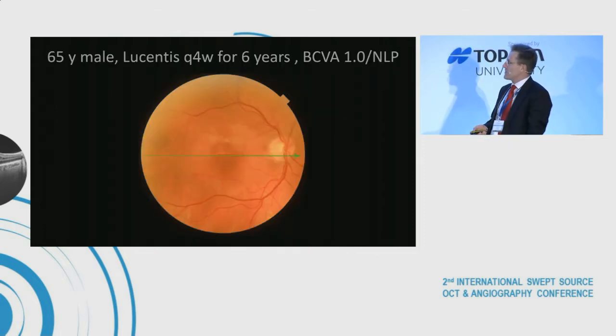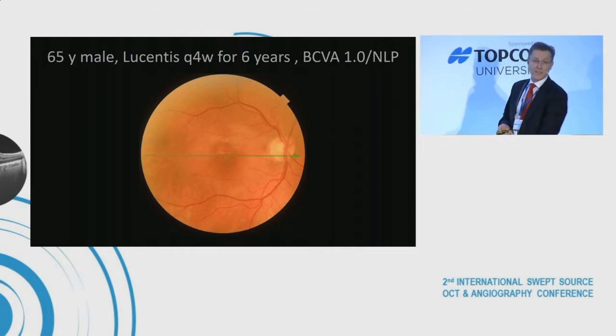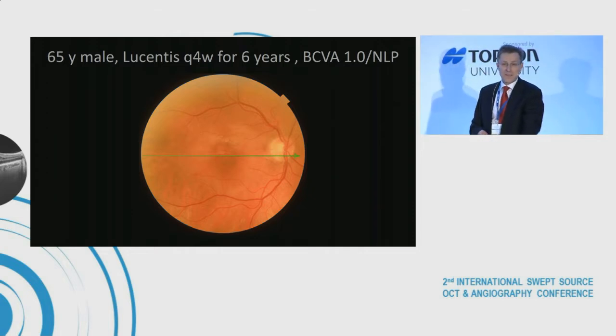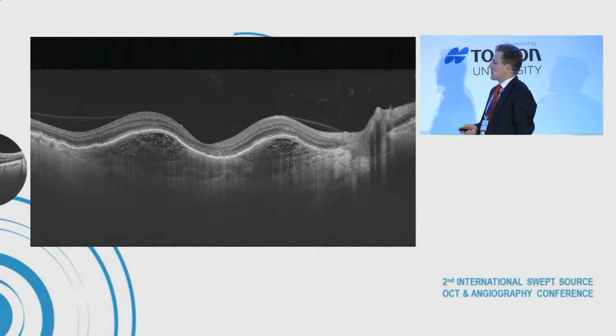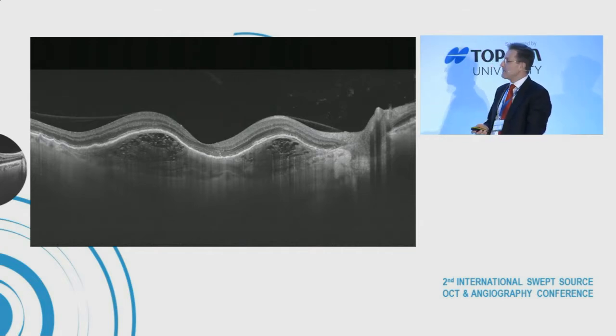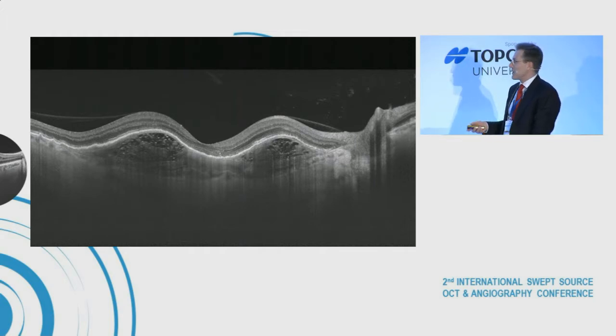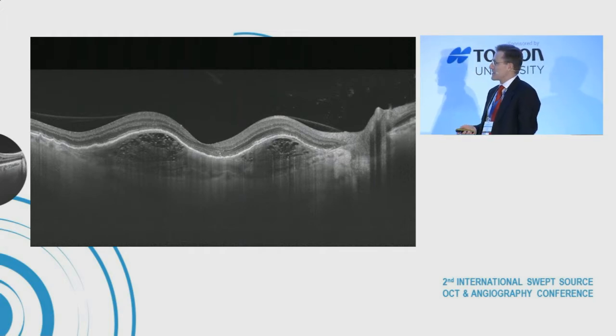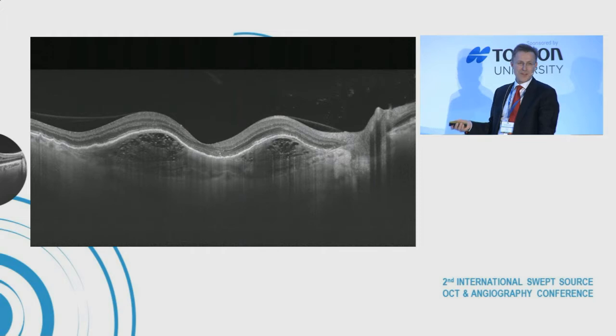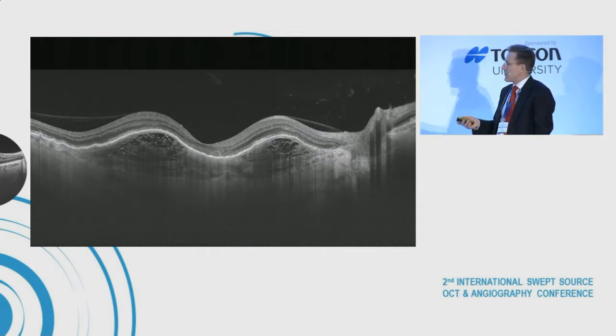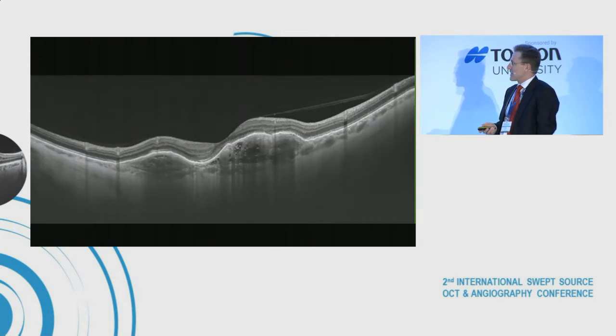And here's another patient I call the valley between the hills, a 65-year-old male. He's had Lucentis every 4 weeks for 6 years. His visual acuity is still wonderful, 20/20, 1.0. And can you believe it? There must be CNV underneath it. Obviously, why would we have given all those injections? But the structure here is difficult to elucidate. The fovea is right in the middle. But I'll give you some more details.